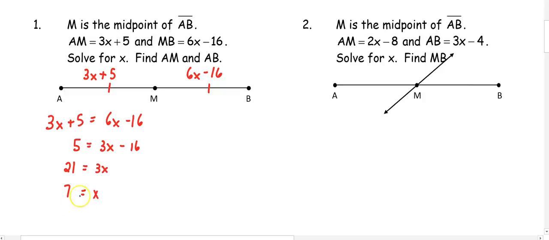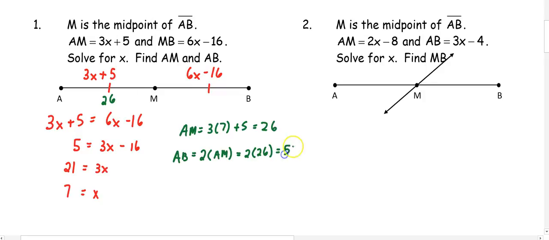So to find AM, it's really easy. I already know what AM is. It's 3x plus 5. So AM equals 3 times 7 plus 5, which is equal to 26. To find AB, I want to know the whole length. Well, I know that AB was split in half. So AB is really equal to 2 times AM, 2 times 26. So AB would be 52.